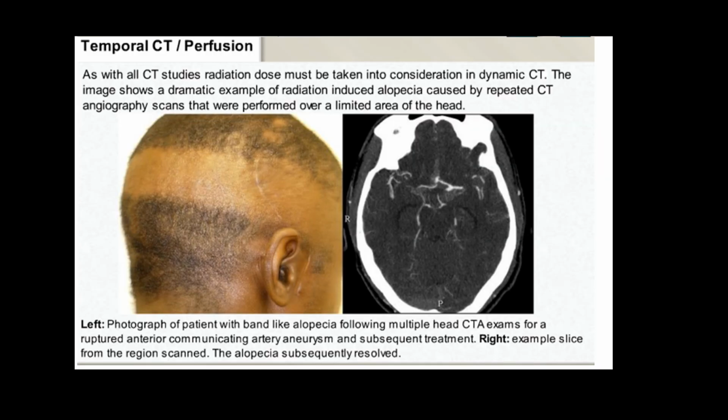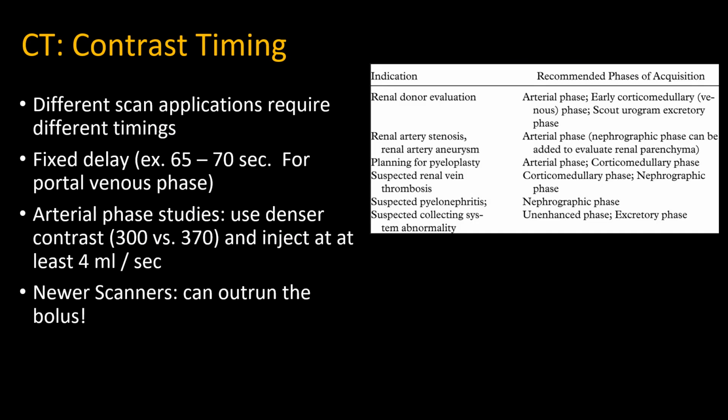This image shows radiation-induced alopecia caused by repeated CT angioscans, which were performed over a limited section of the head in this patient who had a ruptured ACOM aneurysm. We know from protocoling studies that different types of scans use different contrast timing. Our routine body scans, for example, have a fixed delay, with the scan occurring about 65 to 70 seconds after the intravenous injection. Arterial phase studies might use more dense contrast and a faster rate of injection.